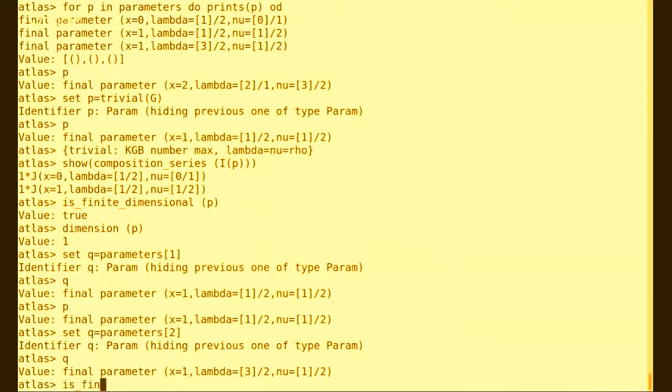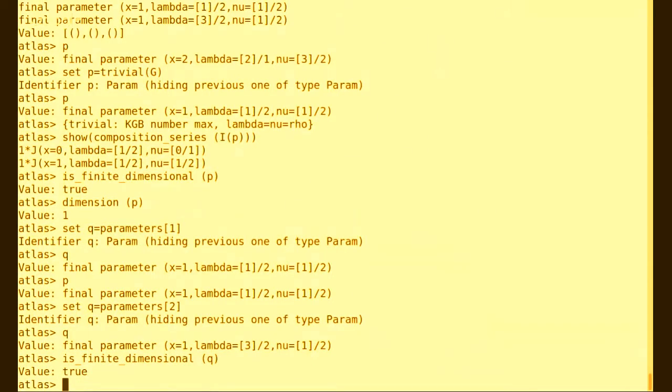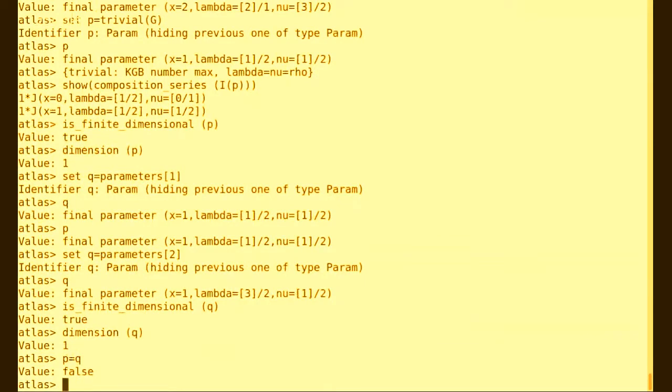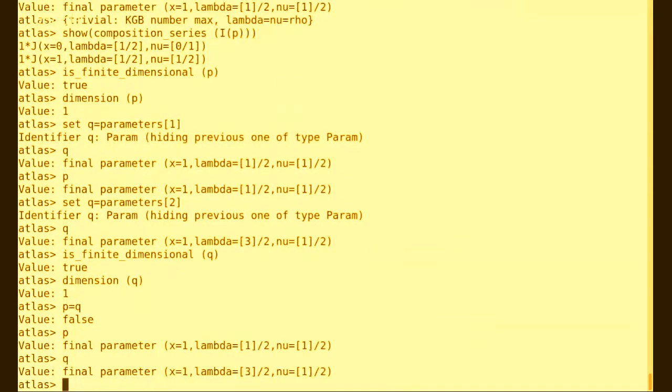Is this representation Q finite dimensional? It's true. And the dimension of Q is 1. And P is not equal to Q. So what's going on here? These are two parameters. They're parameterizing an infinite dimensional induced representation, which has a unique irreducible quotient. The unique irreducible quotient in the first case is the trivial representation, and in the second case is the sign representation. Okay?